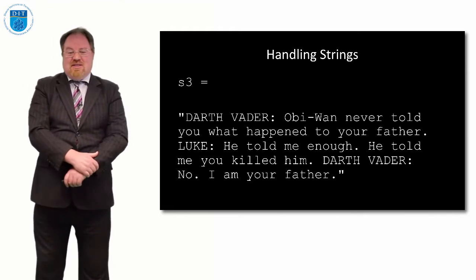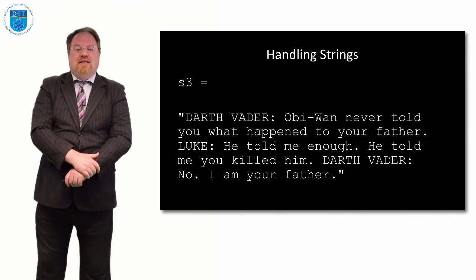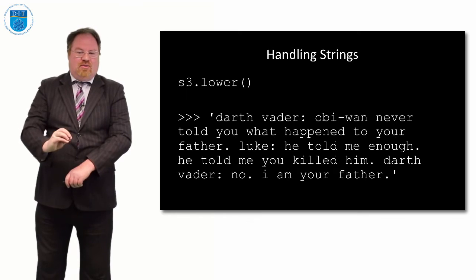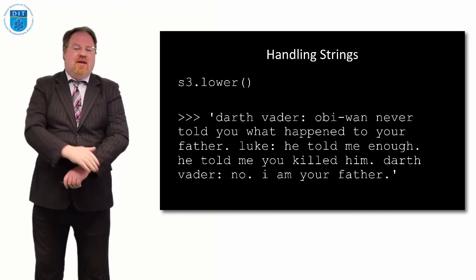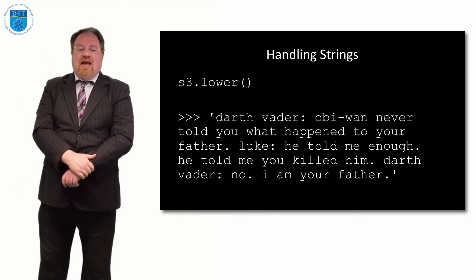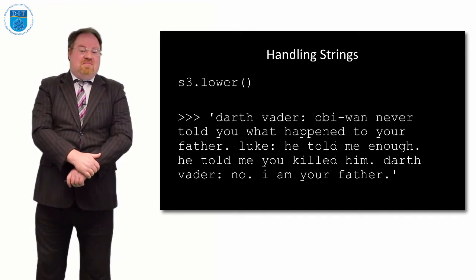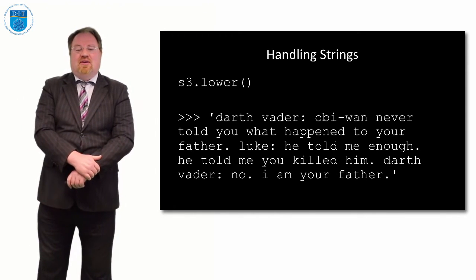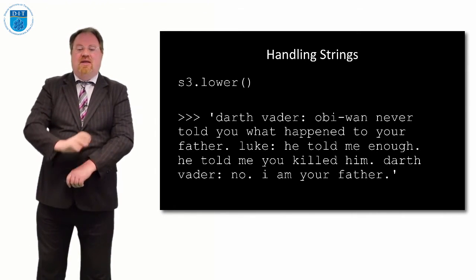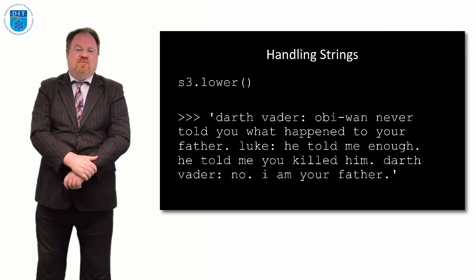So if I have string 3 that's that quote, then if I say S3.lower, what that means is change everything into lowercase. Straight away, as you can see, the name Darth Vader and Luke and the start of each sentence, Obi-Wan, they're all lowercase, which is a really quick way of getting rid of all the capitalization.